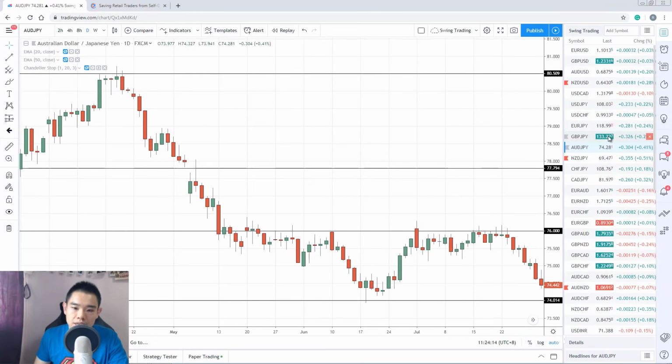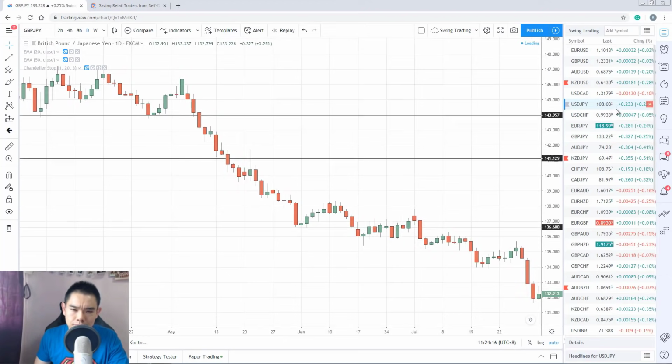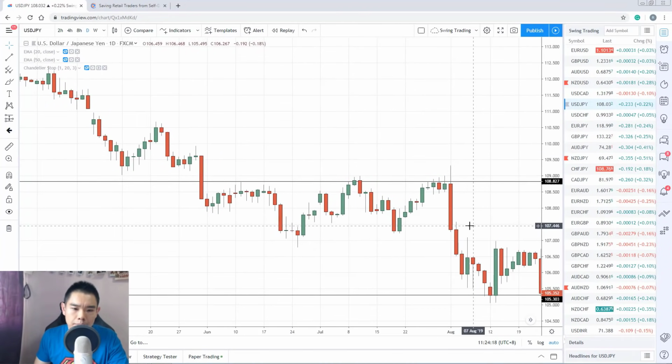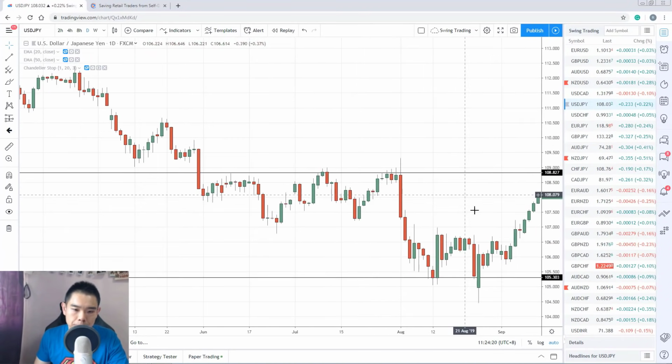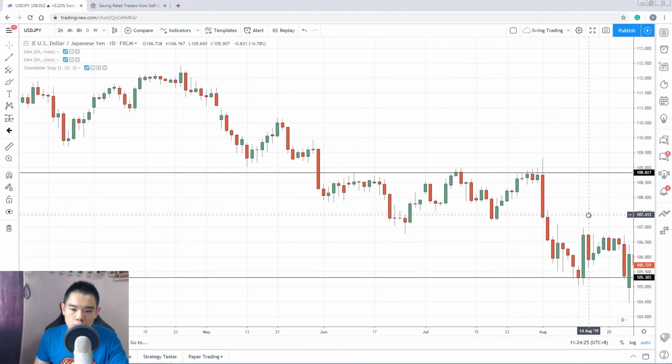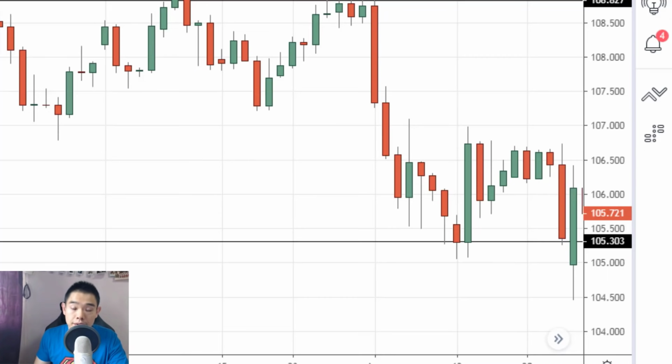I want to talk about the dollar yen as well. That was something I mentioned earlier, why I am not looking to trade this. If you look at this dollar yen, this is a false breakout over here. Notice that the price triggered below this low and closes near these highs. But I'm not looking to buy this false breakout.